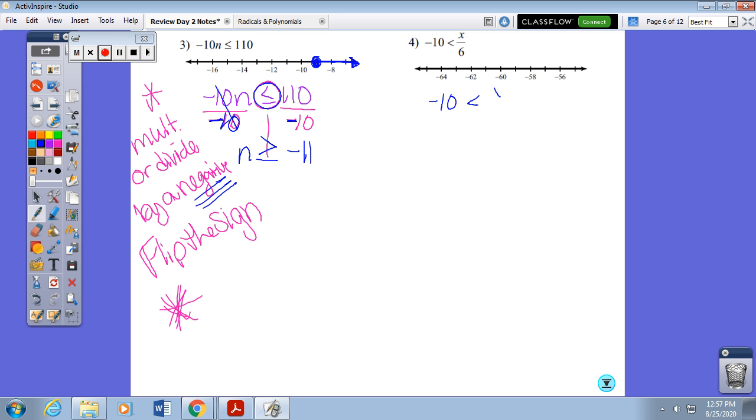Negative 10 is less than x over 6. That's being divided, so I'm going to multiply both sides by 6. 6 divided by 6 is 1. Bring down the x, bring down the same sign. Just because I multiplied doesn't mean I flip it. Same sign, only flip if it's a negative. And it's okay that this turns out negative. Remember, they're giving you the number line for a lot of these, so make sure it falls on the number line.